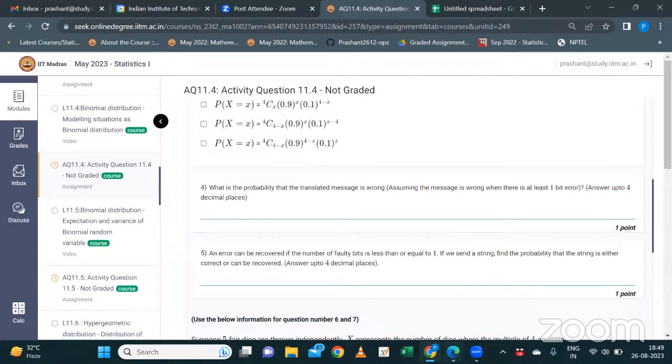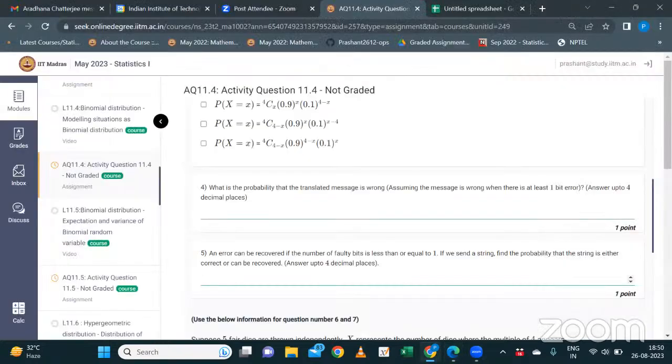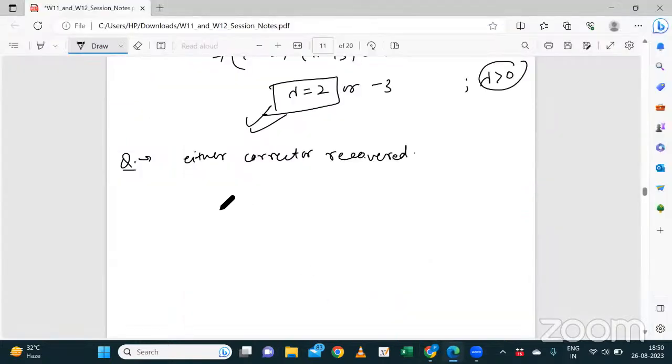So let me write on that one. The string is either correct or recovered. That is the scenario. We have to find the probability that the string can be recovered, and the question says we can recover it if the number of faulty bits is less than or equal to 1. Suppose I'm denoting the number of faulty bits as X. So X would be less than or equal to 1, or not? Yes. That's the case. So if X is less than or equal to 1, that means probability X equal to 0 plus probability X equal to 1. Correct?